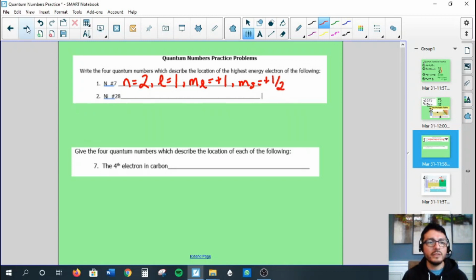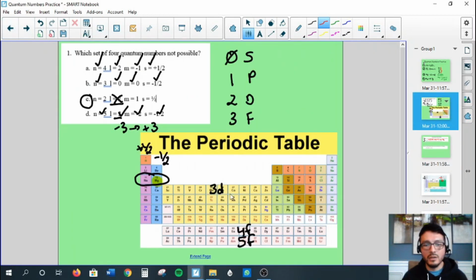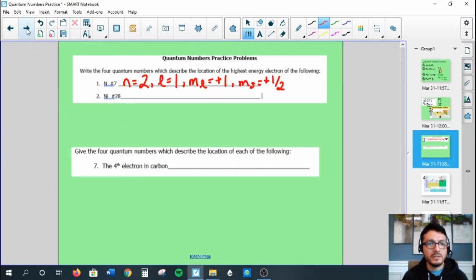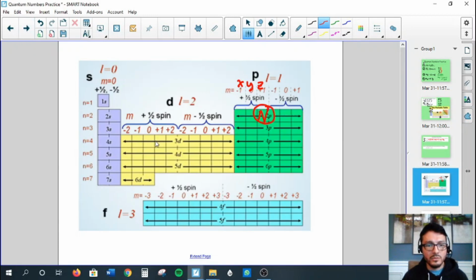Next, nickel, 28. A little harder because nickel is actually found in your transition elements or in your D block. So nickel right here, right? We count in 1, 2, 3, 4, 5, 6, 7, 8. It's 8 electrons into the 3D block. Let's count where that is. 1, 2, 3, 4, 5, 6, 7, 8 right here. So this is nickel. Nickel is in the 3D block, 0 orientation, negative half spin.